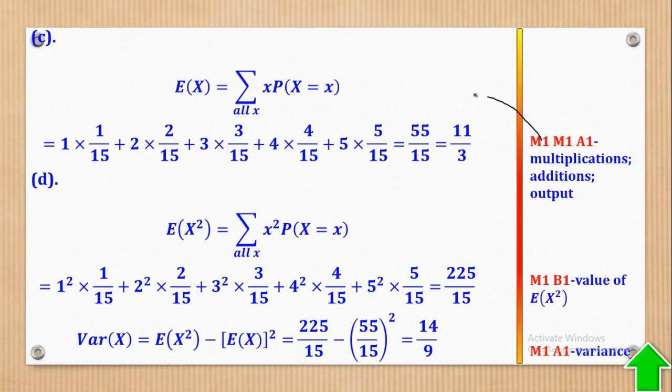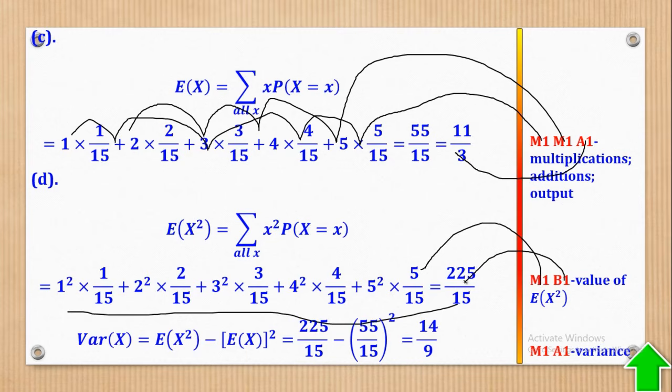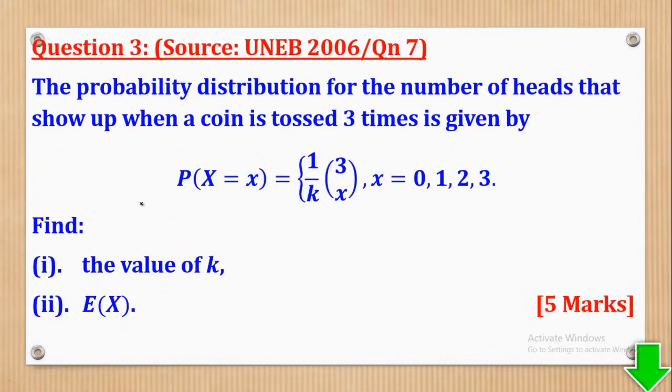So M1 is for all these multiplications, multiplying the value of x with its corresponding probability, and M1 is for adding all the outcomes. Then A1 is for the output. For this part, M1 is for all these substitutions, and B1 is for the output. Then M1 is for this substitution, and A1 is for the output. So that was question 2.